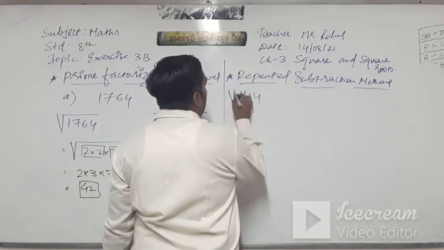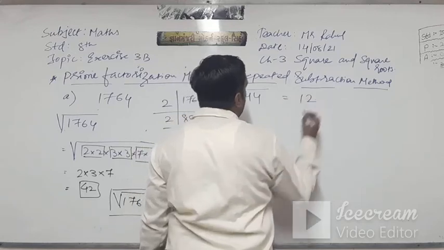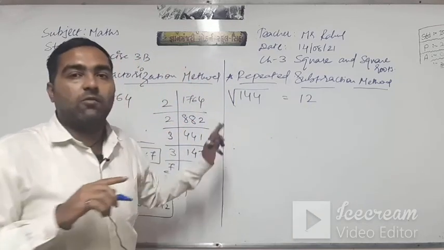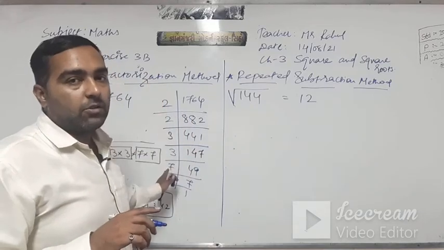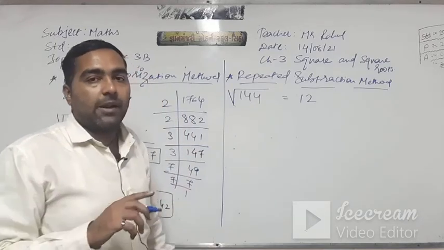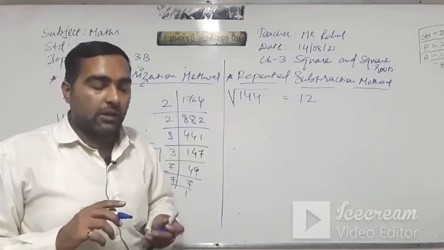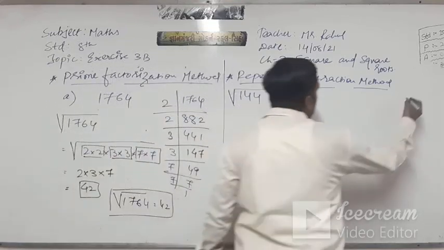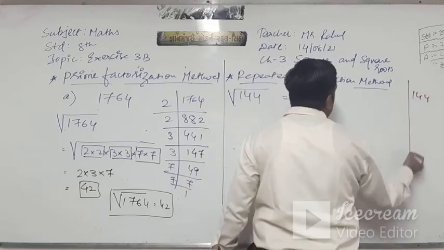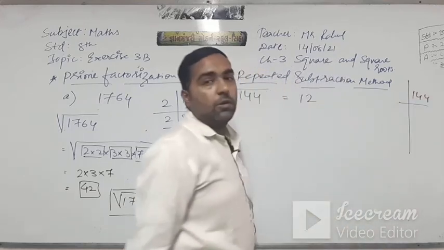And what is the square root of 144? We know that it is 12, right? And if you have to take the prime factorization of 144, the answer is taken as 12. Okay, if you want the prime factorization of 144, clear?